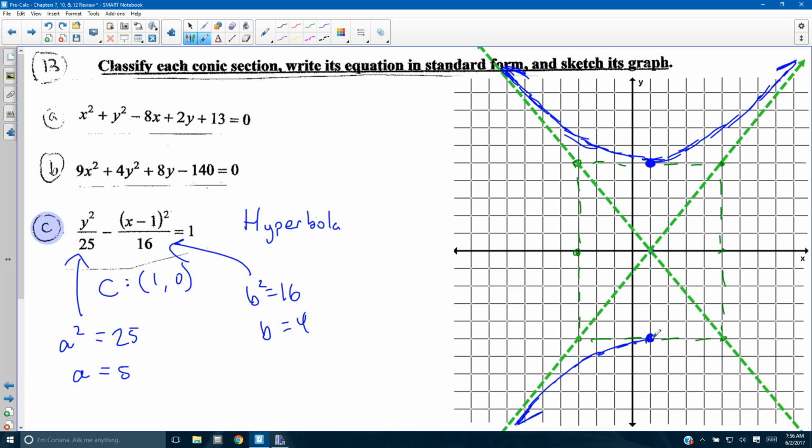Okay, so up, down, boom. And they should be approaching, never crossing, never touching, and especially never diverting away from. They should be getting closer and closer.